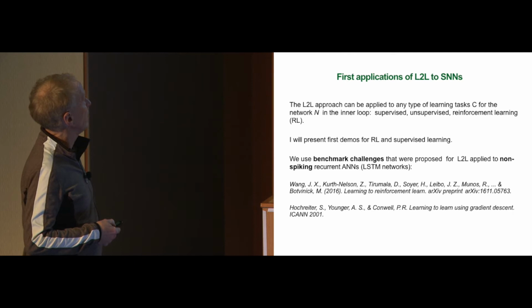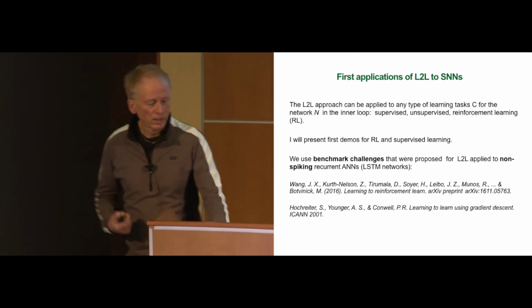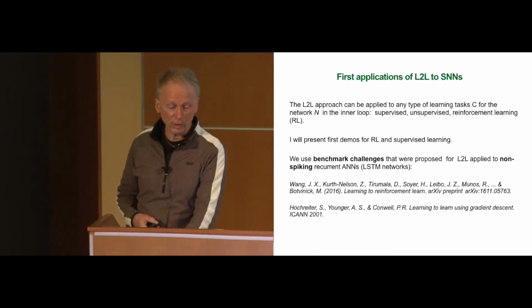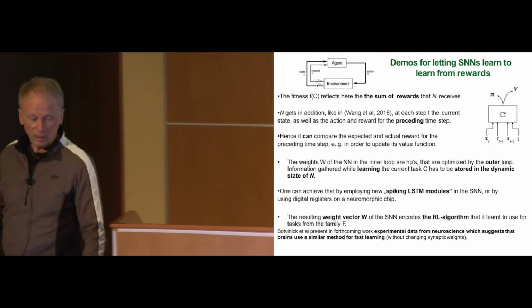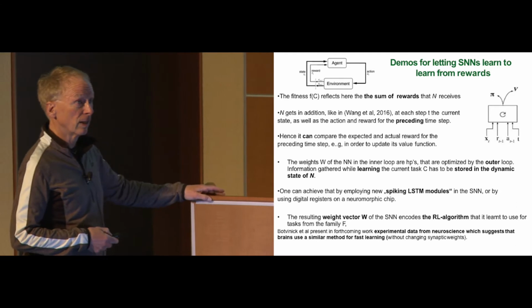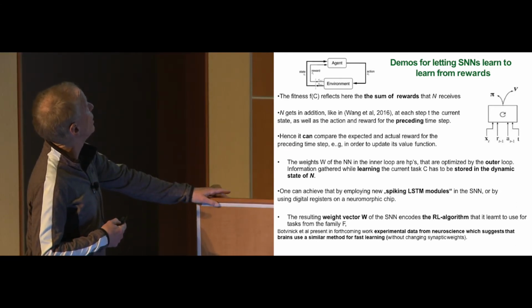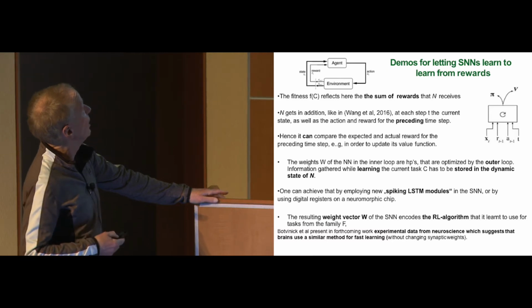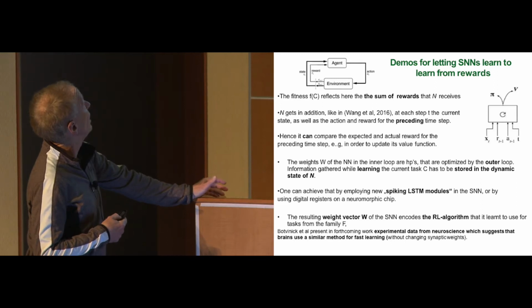I will discuss later for supervised learning their paradigm and see to what extent spiking neural networks can duplicate some of their results. So first I will discuss this learning to learn from rewards, looking at this benchmark task from Wang et al. And here, it's a typical reinforcement learning environment. The agent is really the neural network, the spiking neural network is the agent. It outputs actions, and then it gets the current state and the reward.